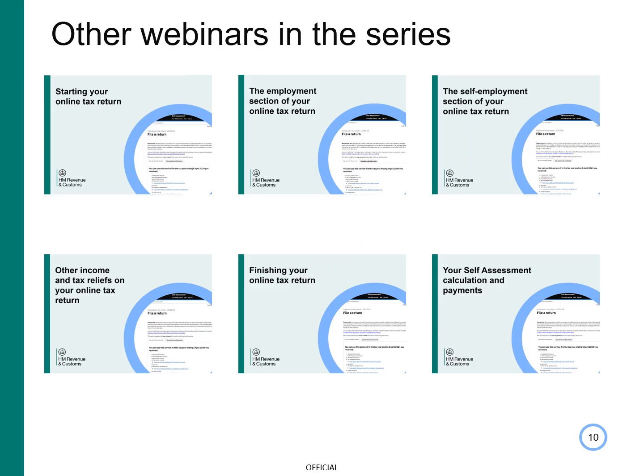Before we start today's webinar, I'll just mention our other webinars in the series that will help you with your self-assessment tax return. They are Starting Your Online Tax Return, the Employment section of your online tax return, the Self-Employment section of your online tax return, Other income and tax reliefs on your online tax return, finishing your online tax return, and your self-assessment calculation and payments. You can join these live webinars where you can ask questions or watch a recording of the webinar which you'll find on our help and support pages after it's been delivered live.